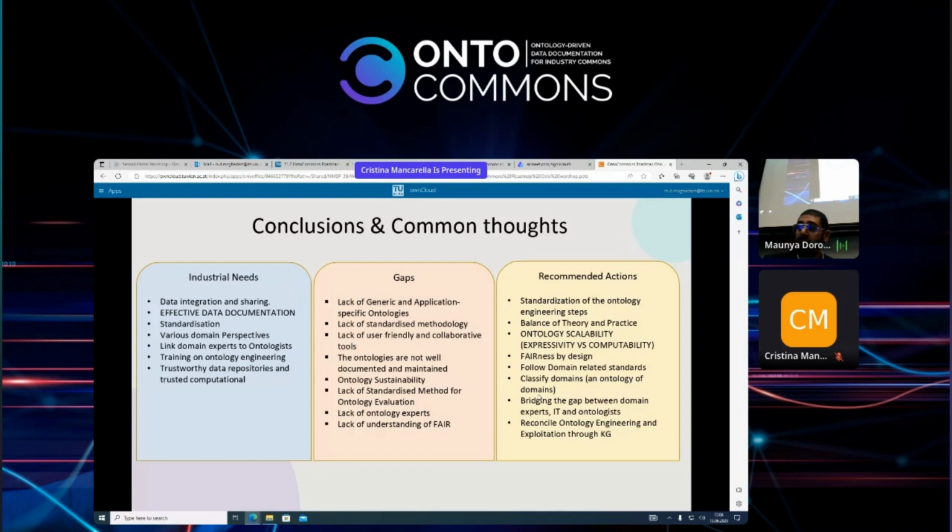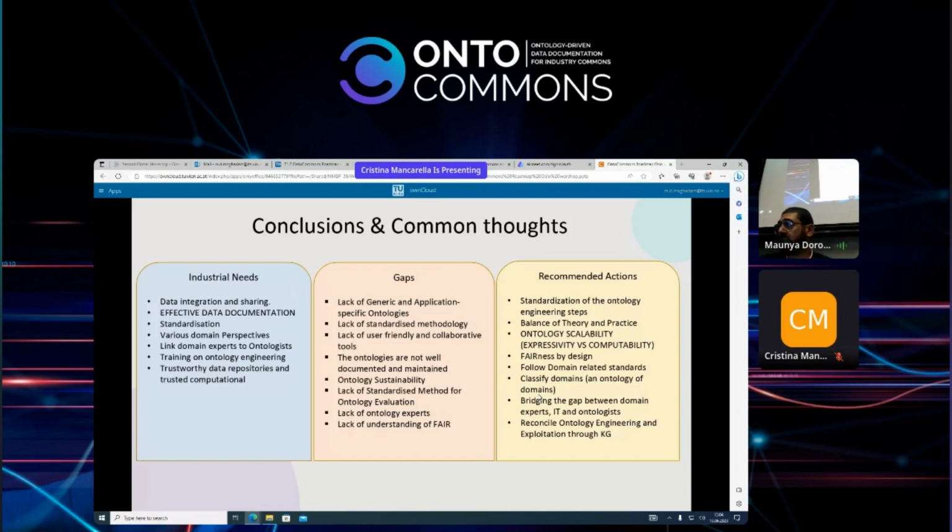Also to link the domain expert with ontologies, and the gaps are on different aspects on the engineering aspect, but also on the tools perspective. So gaps are identified, especially from the user-friendly and collaborative perspectives. So this is a highlighted lack. Also, the lack of understanding of FAIR, to well explain that FAIR doesn't mean that it's open. So this is very important, and this is a gap because people don't understand really the difference.